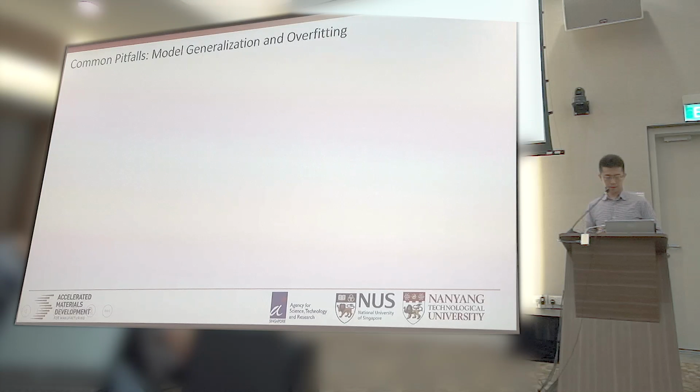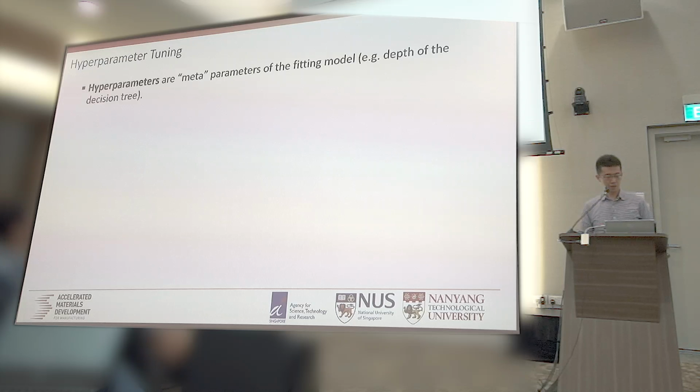So this is usually where the idea of hyperparameter optimization, or hyperparameter tuning, comes in. Hyperparameters are what you call meta parameters of the fitting model. For example, the depth of the decision tree is a hyperparameter. Why do we call it hyperparameter? It's because it is not the parameter that you actually fit the model. So you don't train these parameters based on your training set. These are things that you set beforehand to determine your model search space. Once you define that, then you train the model by adjusting the training parameters. So here, the depth of the decision tree is one such hyperparameter.